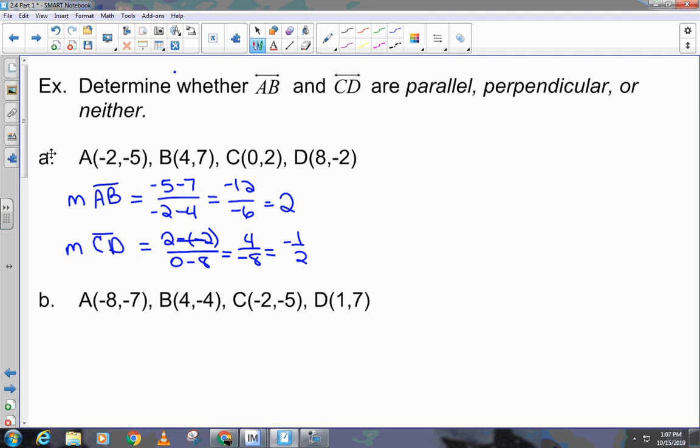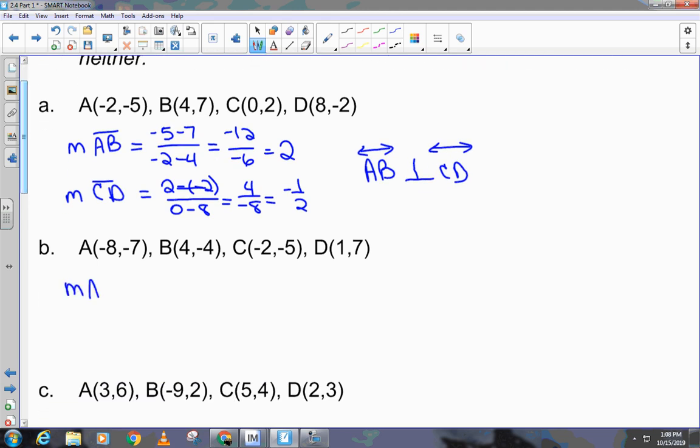Okay, what does that tell me? Okay, they're opposite reciprocals, right? So they are going to be perpendicular. So I would write line AB is perpendicular to line CD. Don't forget, that's the symbol for perpendicular. That's how you would write that mathematically. Okay. All right, let's do another one.